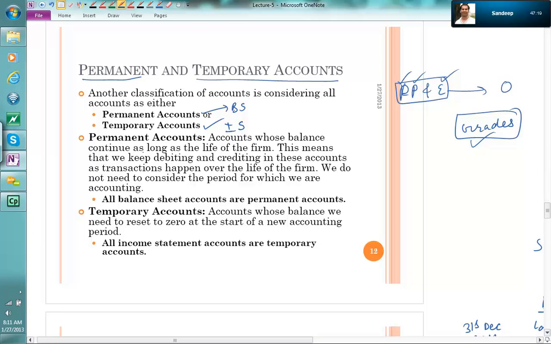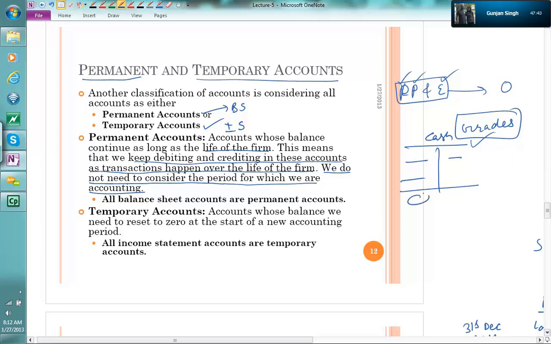Permanent accounts are accounts whose balance continues as long as the life of the firm. This means that we keep debiting and crediting in these accounts as transactions happen over the life of the firm. We do not need to consider the period for which we are accounting. So if an account is opened, you just keep entering. Suppose you have a cash account. Maybe you want to know the balance at a particular period, so you will just take it, but once again you will continue entering data into this.